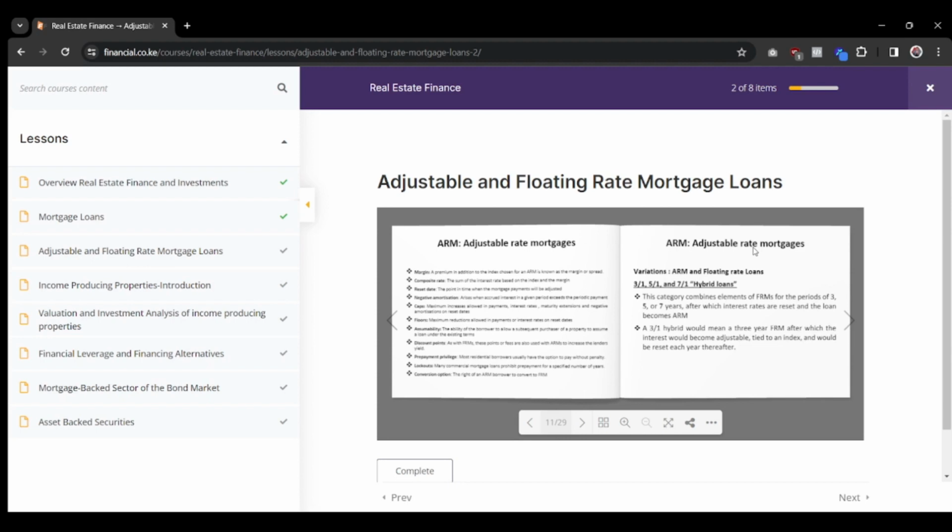There is prepayment privilege. Most residential borrowers usually have the option to prepay, or rather to pay without penalty. Lockouts. Many commercial mortgage loans prohibit prepayment for a specified number of years. Conversion option. This is the right of an adjustable rate mortgage borrower to convert to a floating rate mortgage.